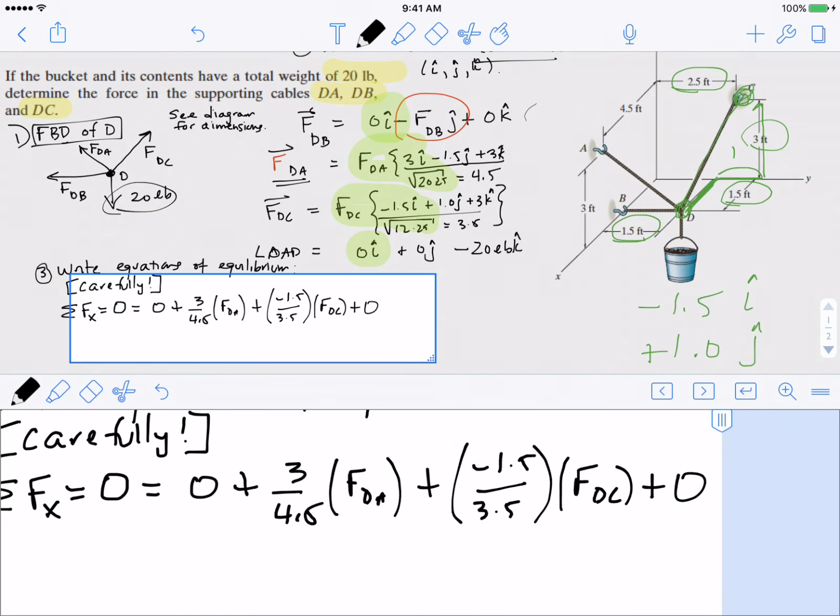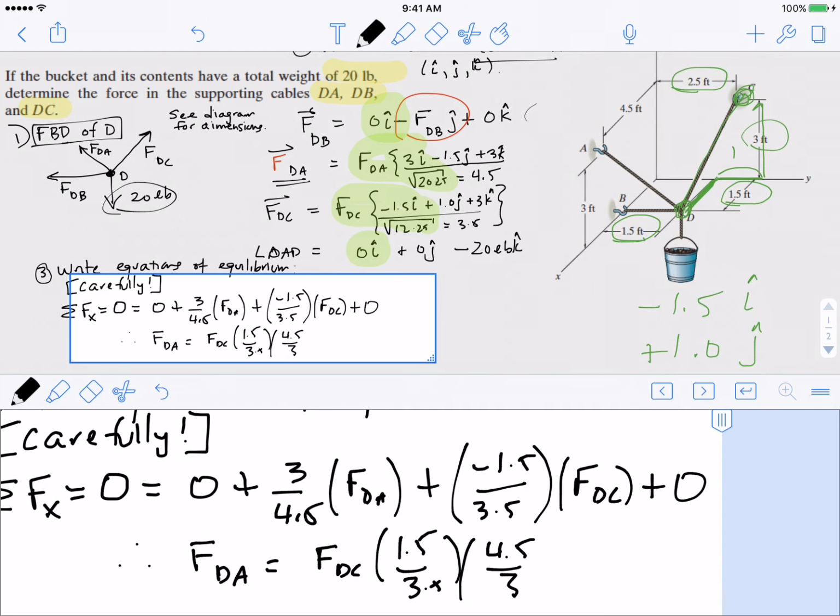And so, therefore, I can write that FDA is equal to FDC times, what does it look like, 1.5 over 3.5 times 4.5 over 3, which is 0.6429 FDC.